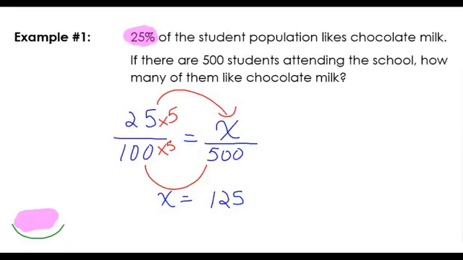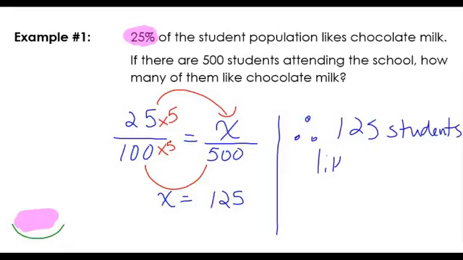So remember, with any word problem, you want to state what the significance is of your finding. And so I would say, therefore, 125 students like chocolate milk. Okay, and that's it. In the next example, I'll use an example with a few less friendly numbers, and we'll see what an alternate way to solve that is.